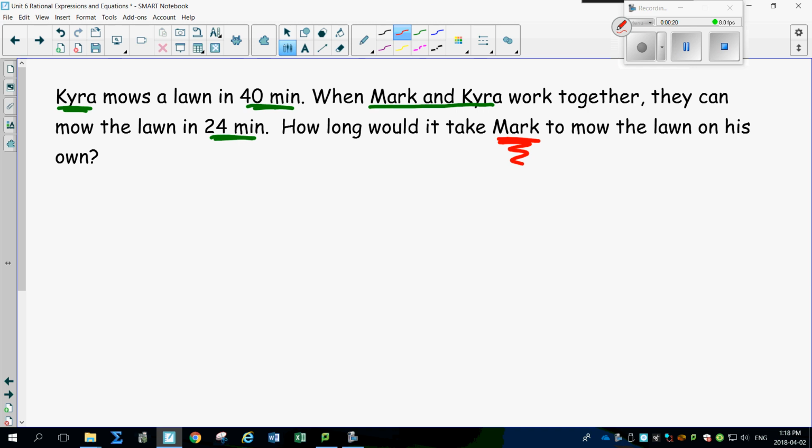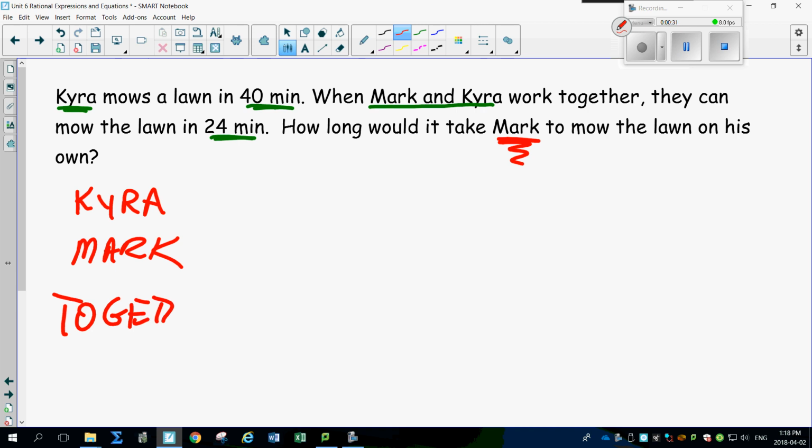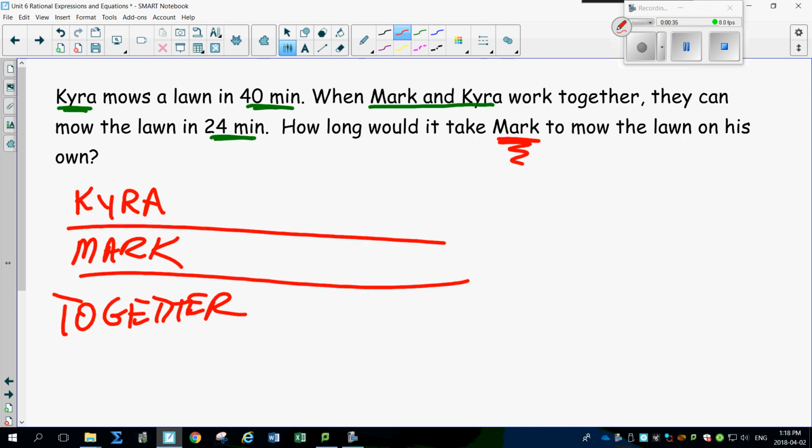So think about this. We used to have a question like this. Like the last question was, I gave you Kyra's, I gave you Mark, and I said, figure out what happens if they work together. Well, here's how it's different. Look at this. I gave you Kyra this time, which is 40. I don't give you Mark, which is now x. But I do tell you together, they do it in 24 minutes.